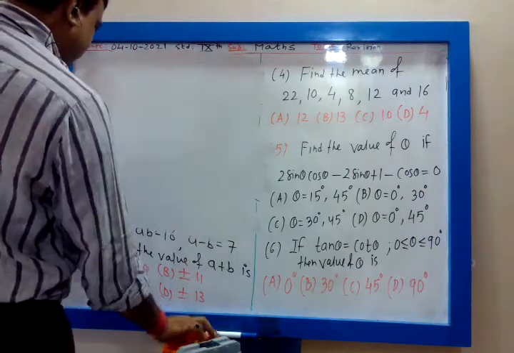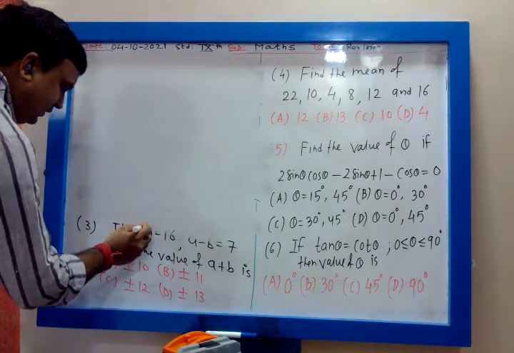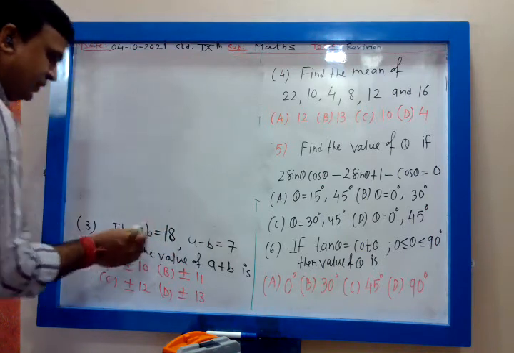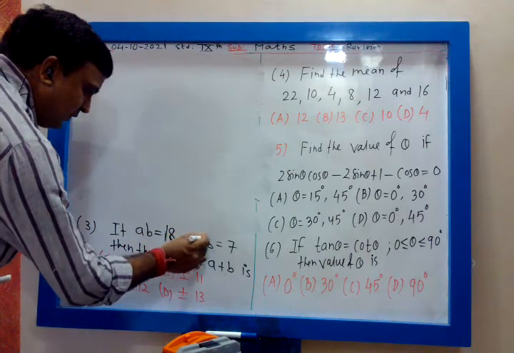Send me the answer of third one. AB is 18 and A minus B is 7.